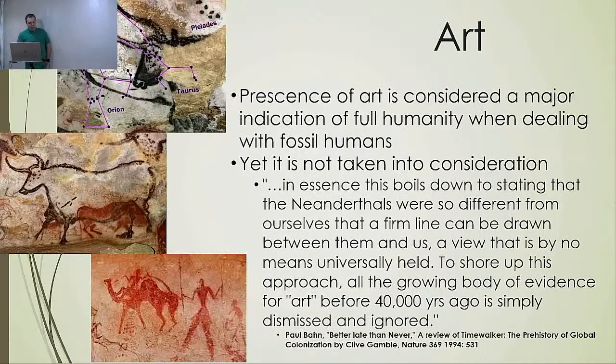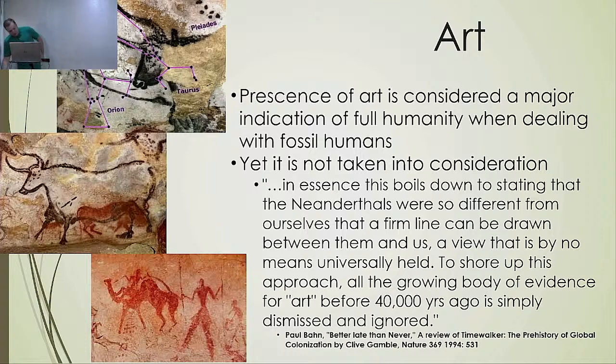And they were artists. You can see that they actually had constellations there: Orion, Taurus, and Pleiades. And art is, by and large, considered an indication of full humanity. They draw better than some people I know. They draw as good as some people I know. They were very talented for having to live in the harsh conditions that they did. Yet many of the evolutionary community downplay this in the extreme.